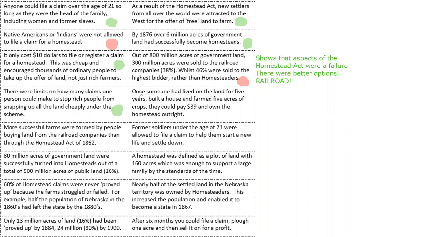Once someone had lived on the land for 5 years, built a house and farmed 5 acres, they could pay $39 and own the homestead outright. Slight issue there. Remember, it's $30. That, another positive. It allows people to have an opportunity to purchase their homestead.